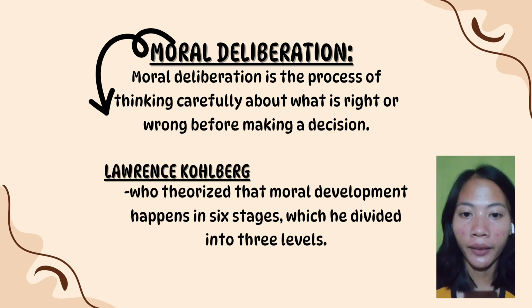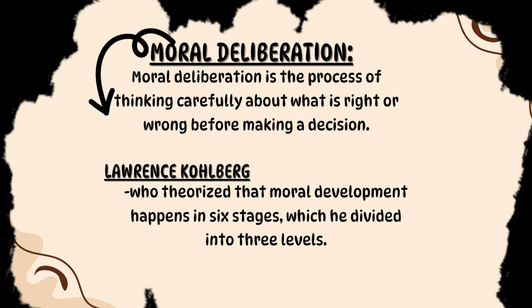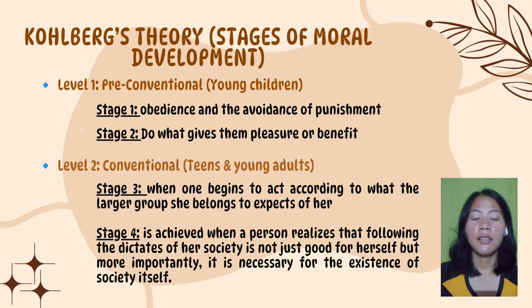Lawrence Kohlberg theorized that moral development happens in 6 stages, which he divided into 3 levels. So let's proceed to the next slides. So here are Kohlberg's theory about the stages of moral development.